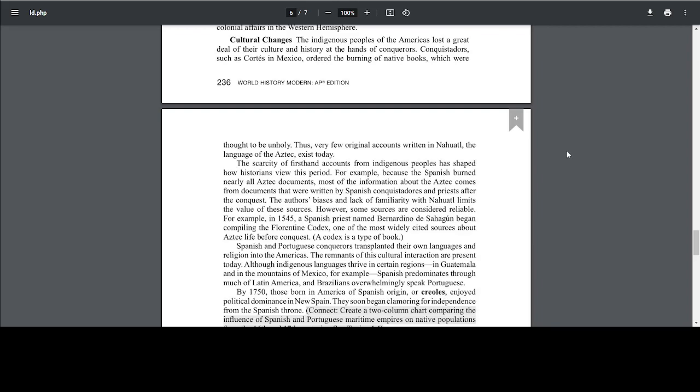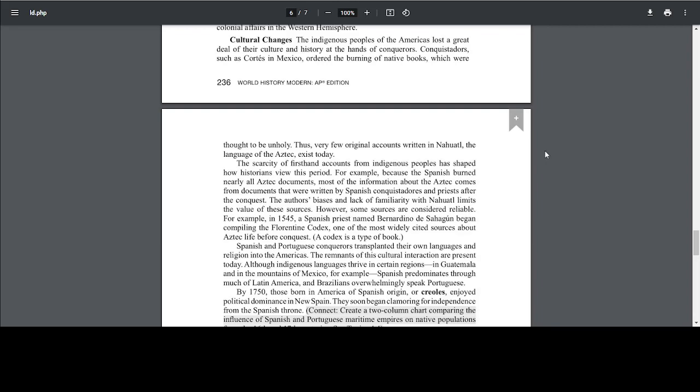The scarcity of first-hand accounts from indigenous peoples has shaped how historians view this period. For example, because the Spanish burned nearly all Aztec accounts, most of the information about the Aztec comes from documents that were written by Spanish conquistadors and priests after the conquest. The author's biases and lack of familiarity with Nahuatl limits the value of these sources.